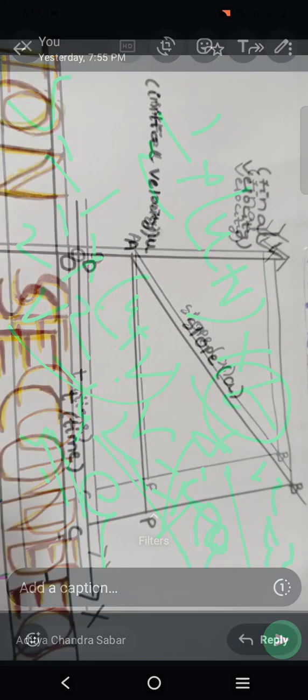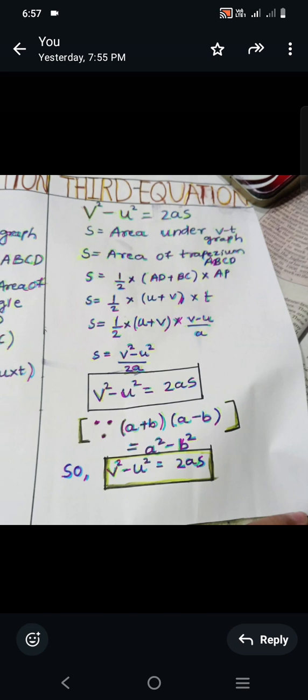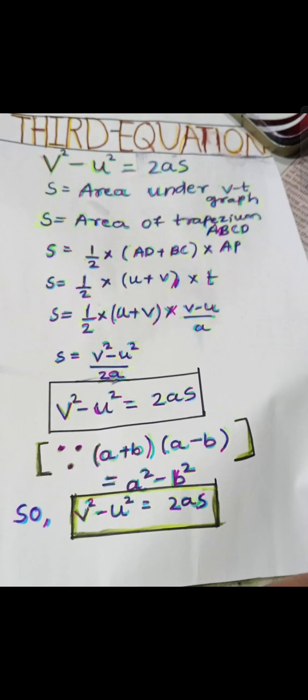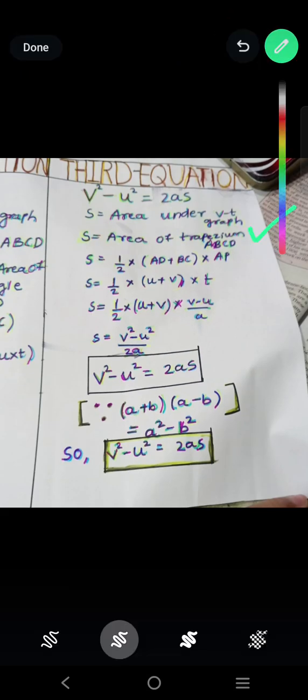It might not be understood. Let me give you the written format. See clearly, area of trapezium: half into a plus b, AD plus BC, into AP. So u plus v into time, where t I have taken as v minus u by a. So the formula a plus b into a minus b, that is a square minus b square, gives v square minus u square by 2a. So v square minus u square is equal to 2as. Hence proved.